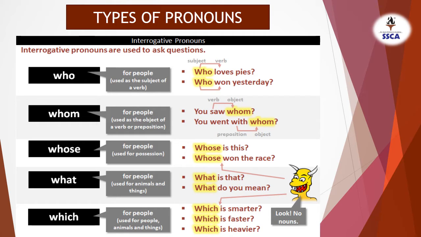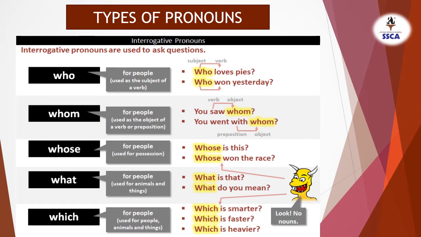Now, why do we use who? Well, we use who for people and it is always used as a subject of a verb. As you can see in the examples, who loves pies and who won yesterday? Here, who is used as subject before the verb.